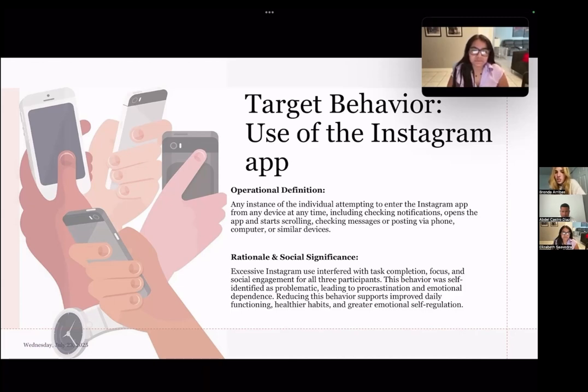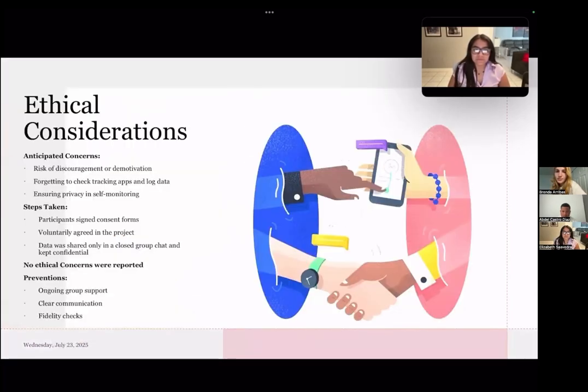Social significance: excessive Instagram use is interfering with task completion, focus, and social engagement for the 3 participants. This behavior was self-identified as problematic, leading to procrastination and emotional dependence. Reducing this behavior supports improved daily functioning, healthier habits, and greater emotional self-regulation.